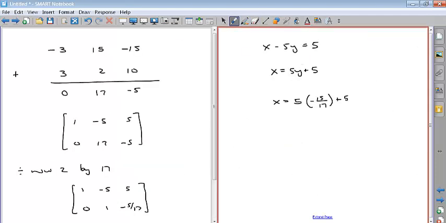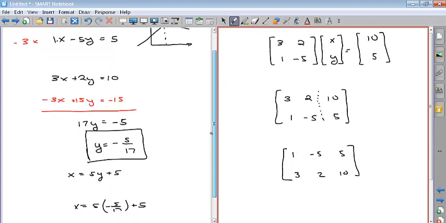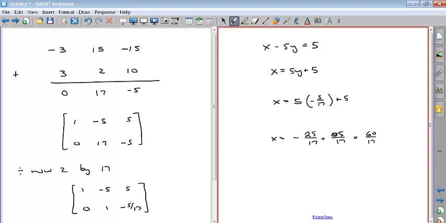Okay, now I plug it back in, -5 17ths. So I get x is equal to -25 17ths plus, in terms of 17ths, 85 17ths. I add them together and I get 60 17ths, since 85 minus 25 is 60. I think that's what I got over here. So anyway, I got the same answer as I did using elimination.